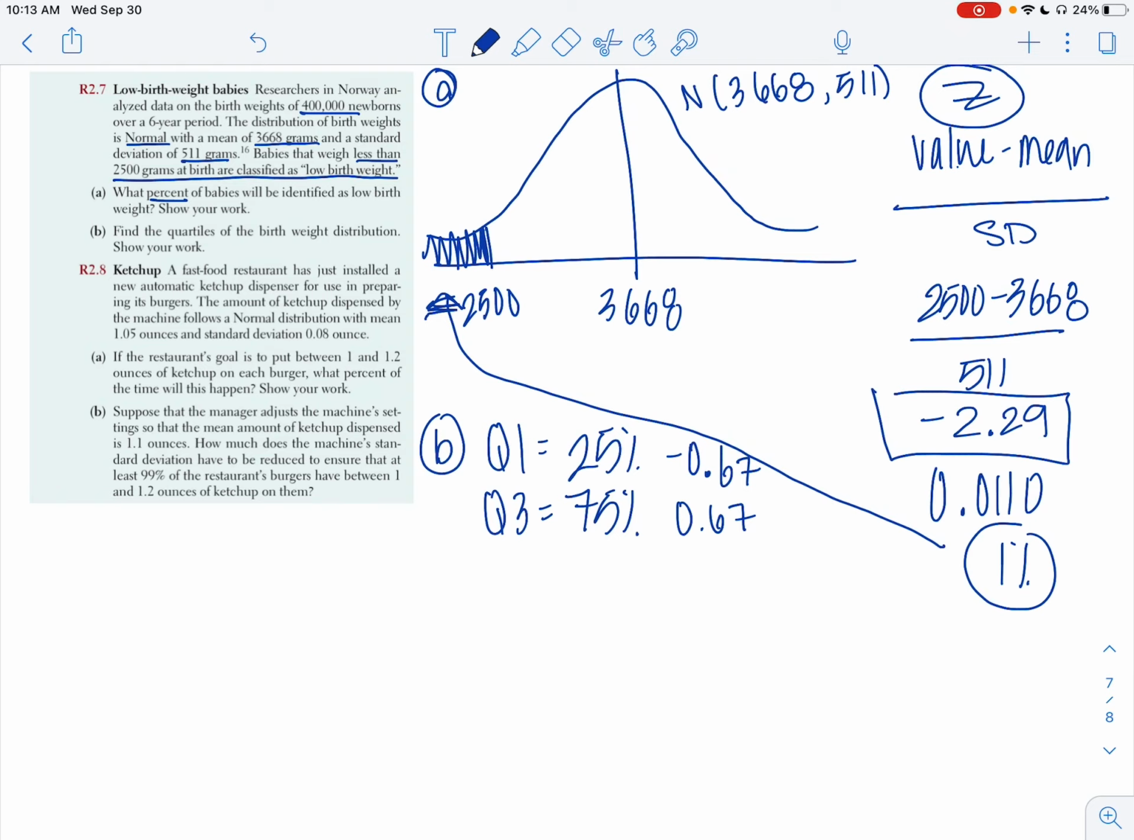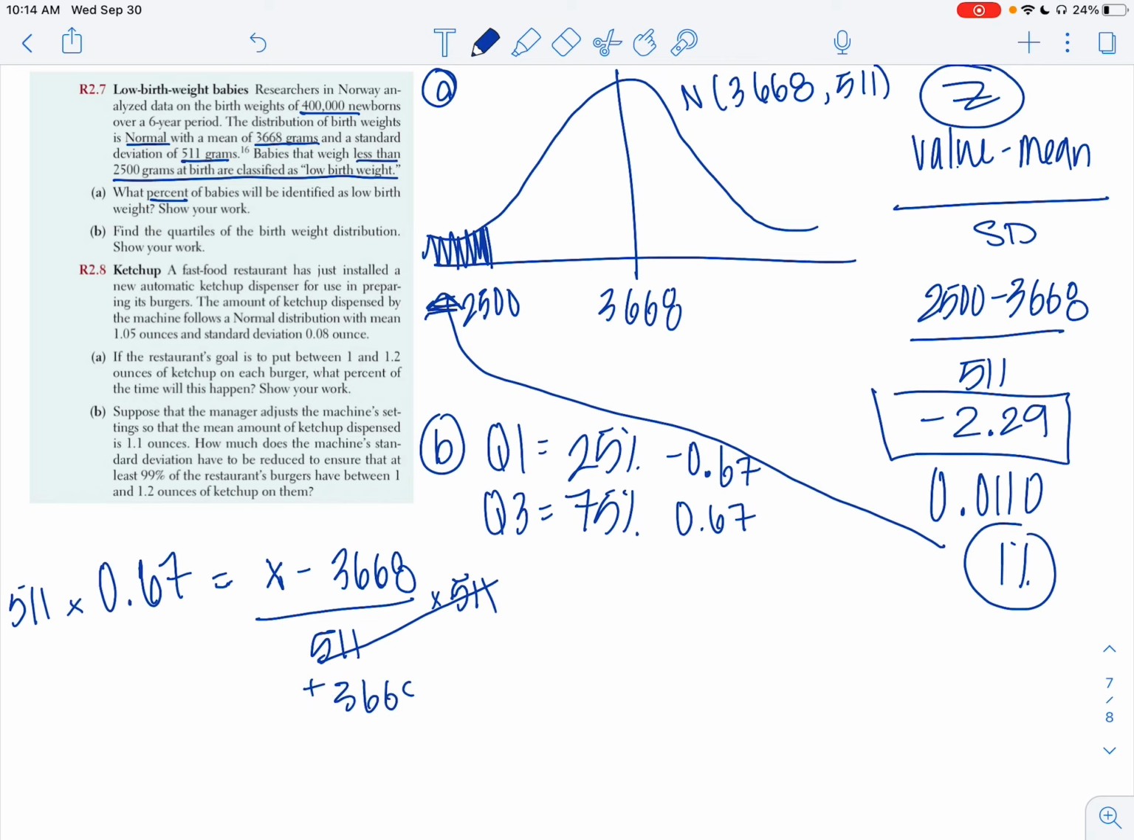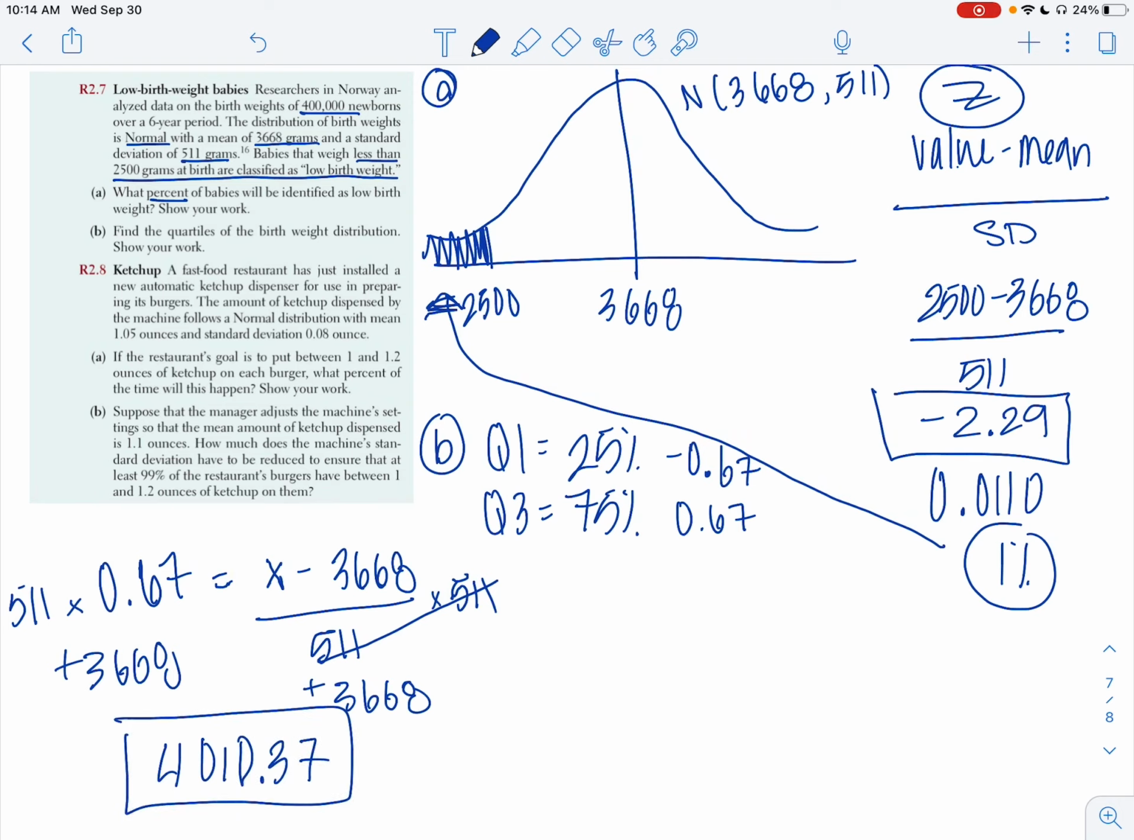All right, so once you have those values, we have to solve backwards for our value. Your Z-score is your value minus your mean over your standard deviation. So you have to multiply by 511 on both sides, and then add 3,668 to both sides to get X. That ends up giving us about 4,010. That's for our positive value.